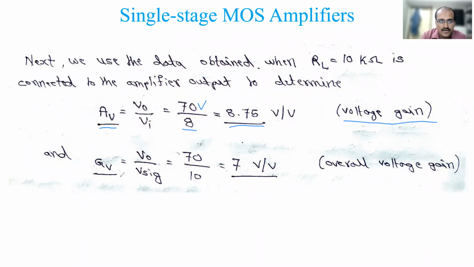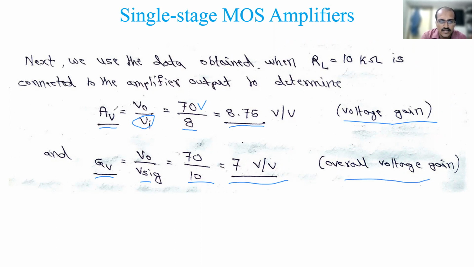And similarly GV. It is the overall voltage gain. So GV is equal to V naught by V signal. The only difference is the bottom one: here I will use VI, and here I will use V signal. So V signal is 10 millivolt, so it is 70 by 10, which is 7 volt per volt. So this is about this.